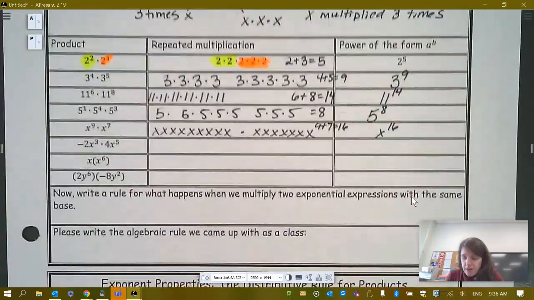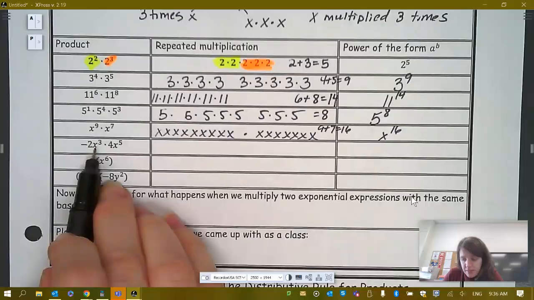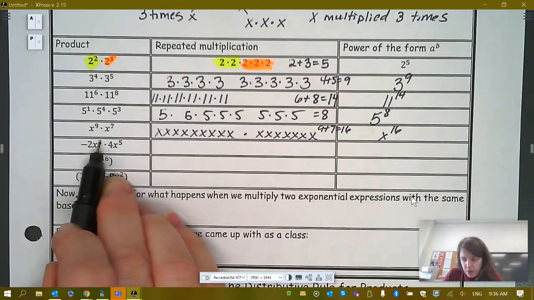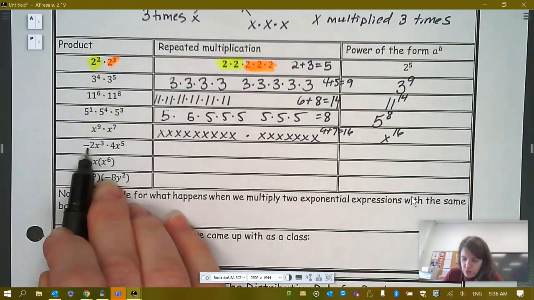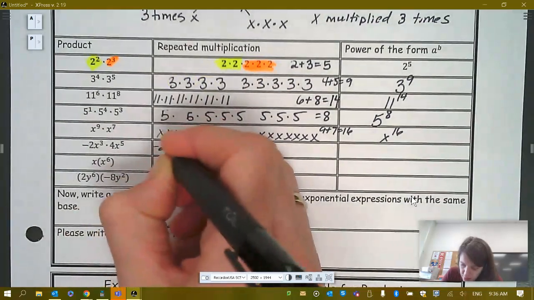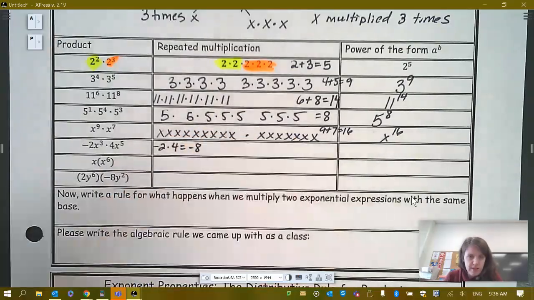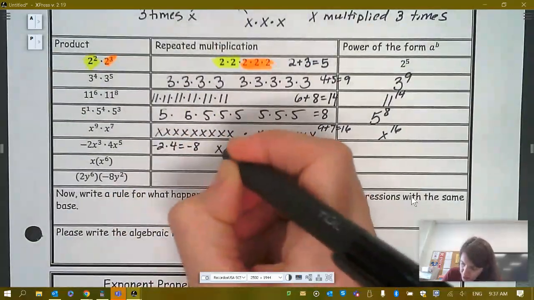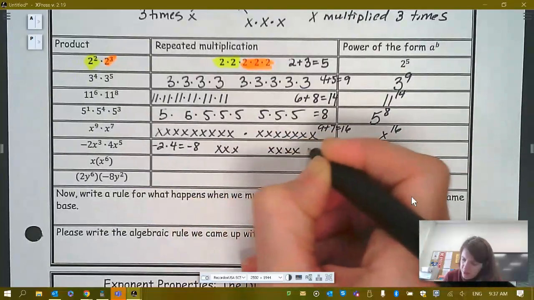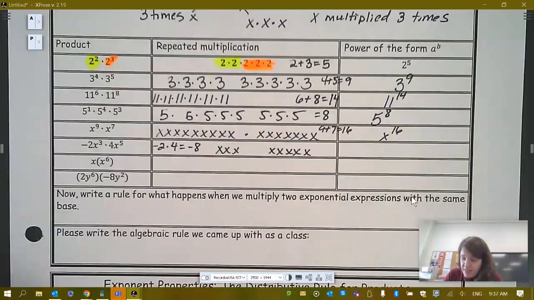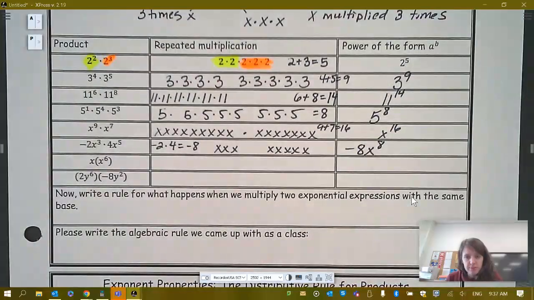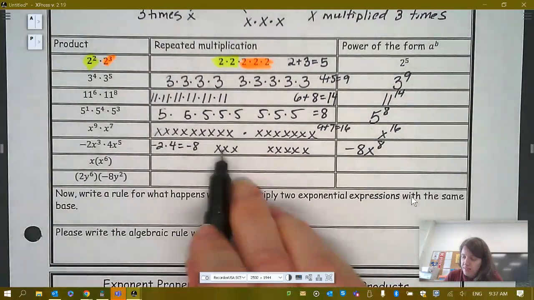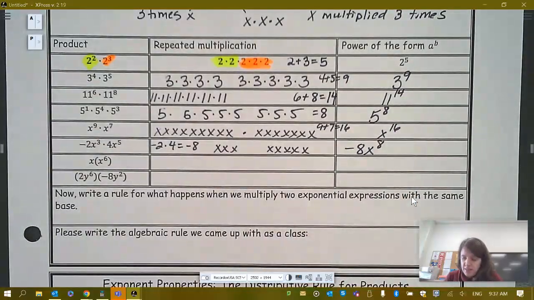Don't get confused when you have a number in front of your base, right? My base is still x. My x is the number with the exponent, but I have a number in front. Well, they're still being multiplied, so the coefficient, or the number in front, -2 times 4 gives me -8, right? But then I can think about my x's. I've got 3 x's and I've got 5 x's. So total, I have 8 x's. I have a -8 in front of them, but I still have x to the 8th power, because I had all these x's together and I've got 8.